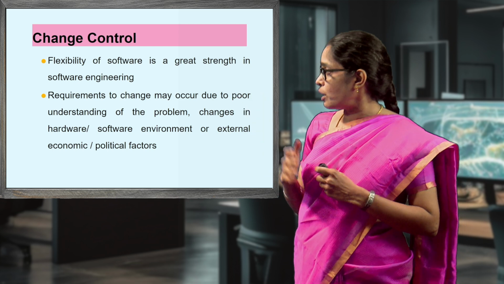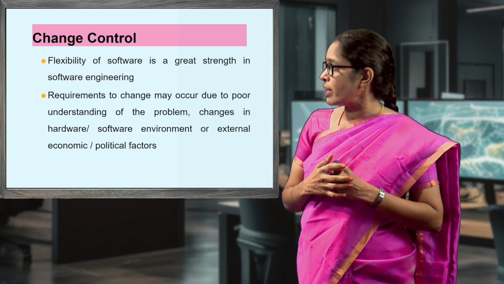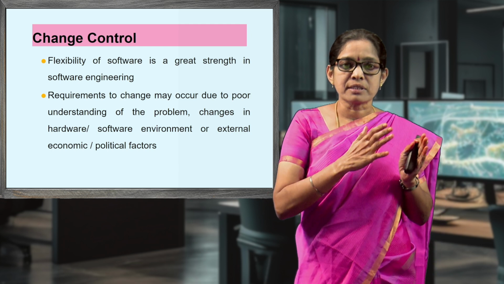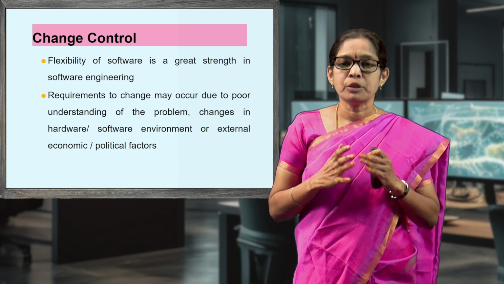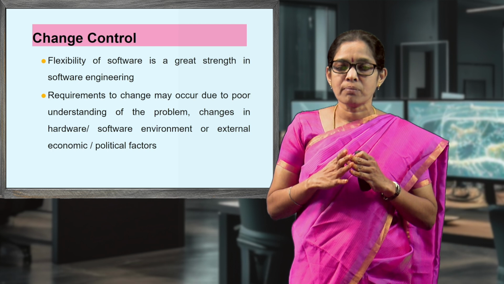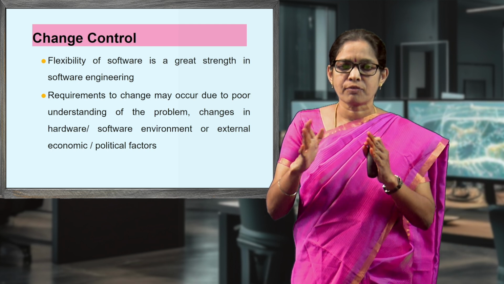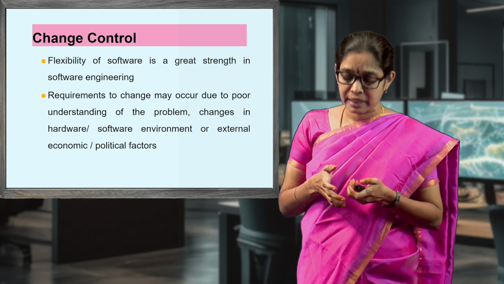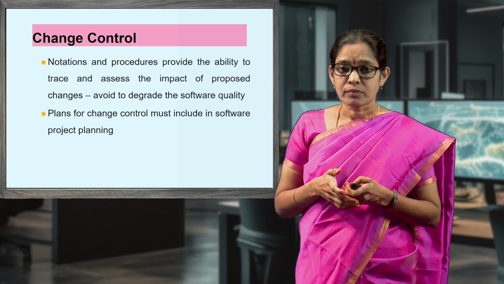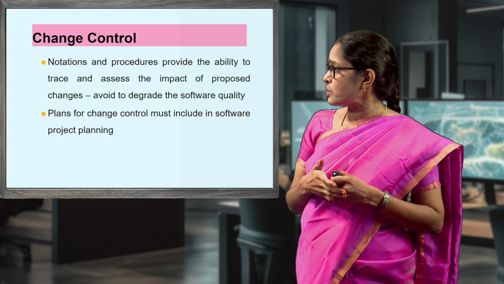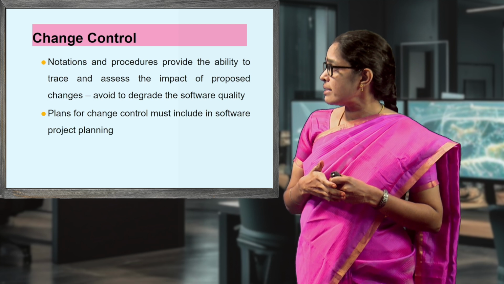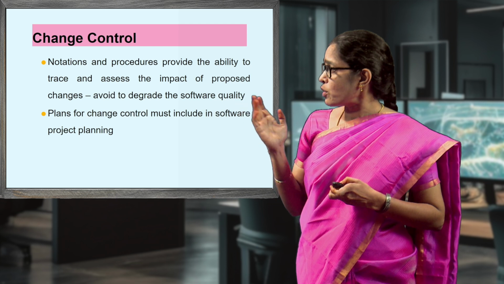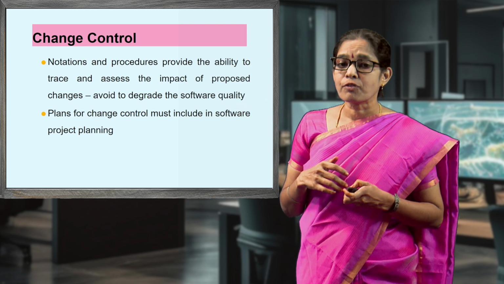Then change control. Flexibility of software is a great strength in software engineering. The requirements to change may occur due to poor understanding of the problem, changes in the hardware or software environment, or external economic or political factors. So, notations and procedures can be provided to trace and assess the impact of proposed changes. So, plans for change control must be included in software project planning.